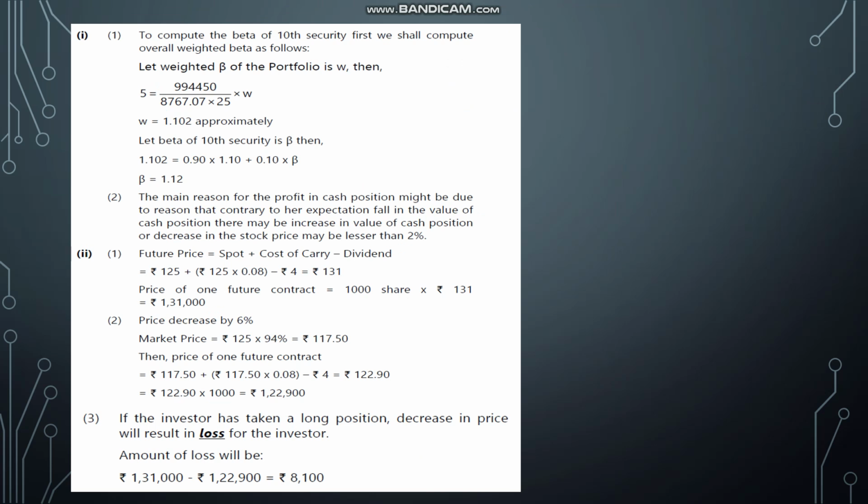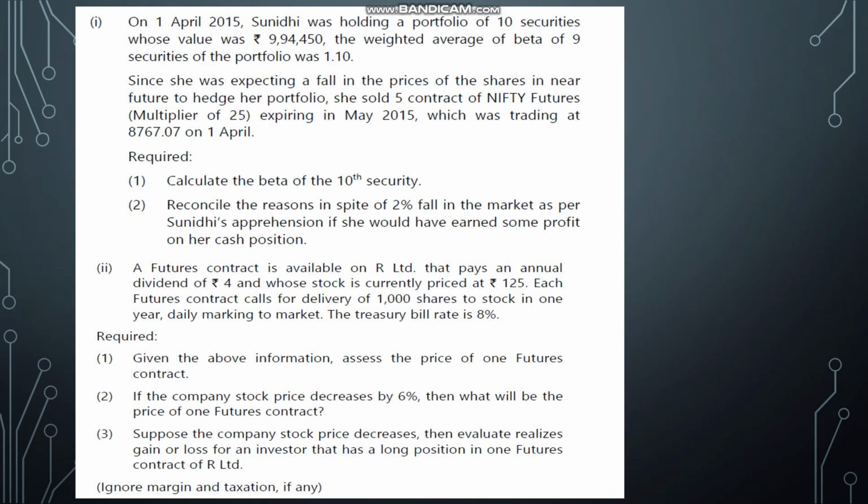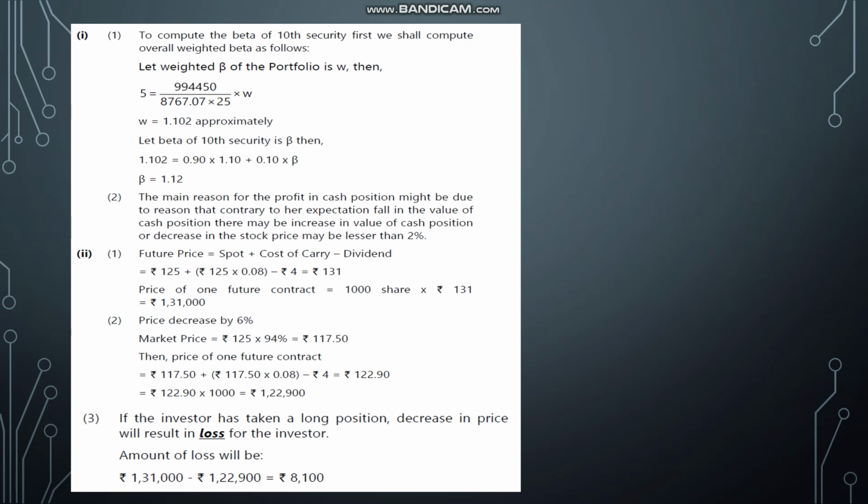Now let the beta of the 10th security be beta. Then in this case, 1.102 is equal to 0.9 into 1.1 based on the weight, because it is given specifically that it is 90% and 10%. So 0.9 into 1.1 plus 0.1 into beta, so beta will be 1.12.